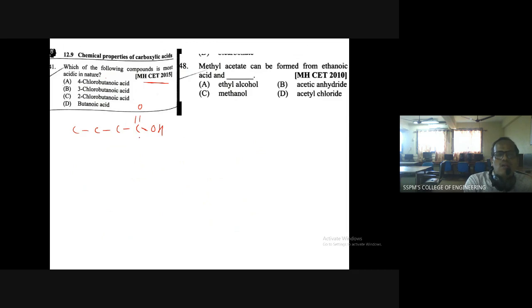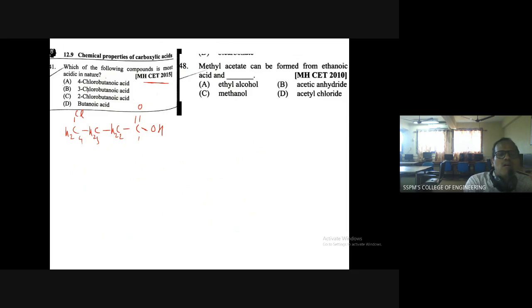Now you start numbering 1, 2, 3, 4. So 4-chloro means here we have chlorine group. Okay, remaining are hydrogen. 1, 2, 3, 4. And here there is no hydrogen because 4 valences are valent. So this is what the compound: CH2Cl, CH2, CH2, COOH. These are 4-chlorobutanoic acid. The first candidate. Okay. Second is 3-chlorobutanoic acid.